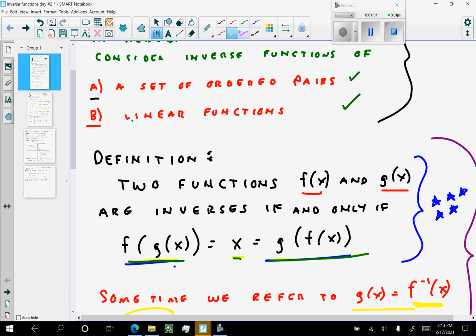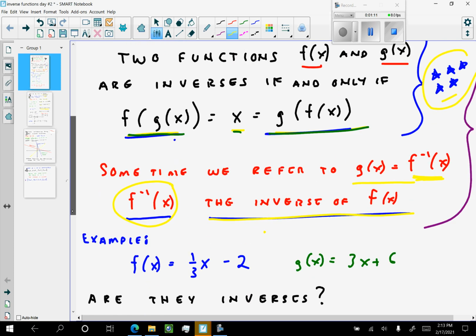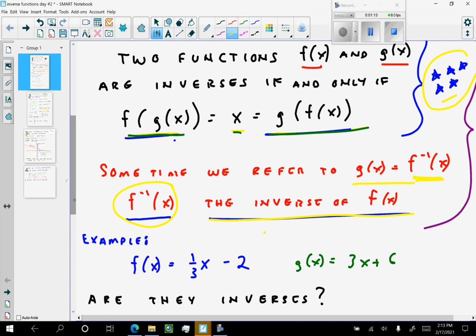And as was stated yesterday, this is a 5-star topic. Not too difficult because we did composition functions last week and earlier this week. Sometimes we will refer to g of x as f inverse of x, this f negative 1 of x thing. Make no mistake about it, this is not an exponent. How do we read that? We simply read that as the inverse of f of x.